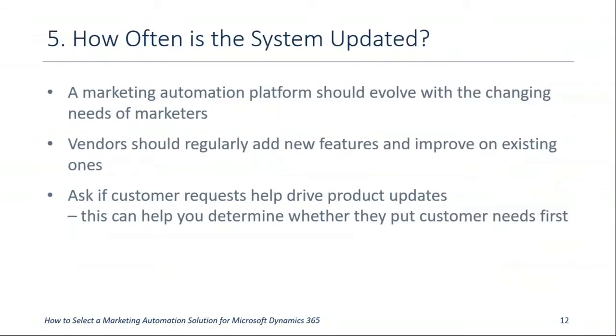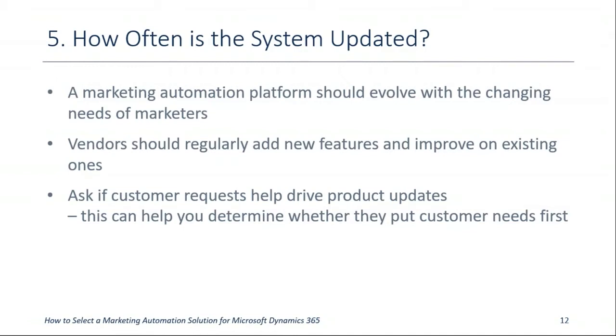Now, how often is the system updated? Consumer behaviors and preferences change. So to be successful, marketers must adapt to those changes. A marketing automation platform should evolve with the changing needs of marketers. Be sure to look at how often each system you're considering is updated, and not just with fixes for problems that arise, although those are important too.